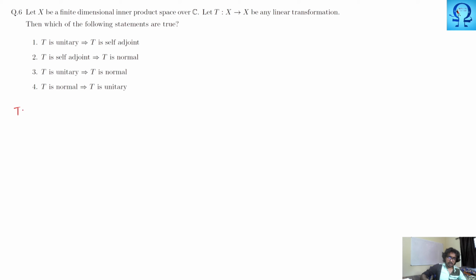Let me choose some T, that is half times the matrix 1 plus iota, 1 minus iota, 1 minus iota, and 1 plus iota. So if you take the T star, this is half times, first of all you will have to take the transpose, or let me just take the complex conjugate first.